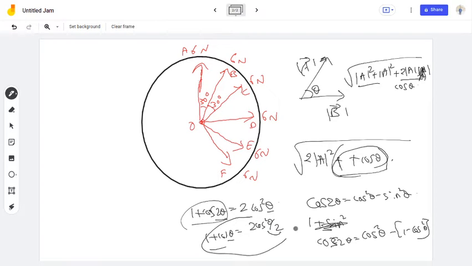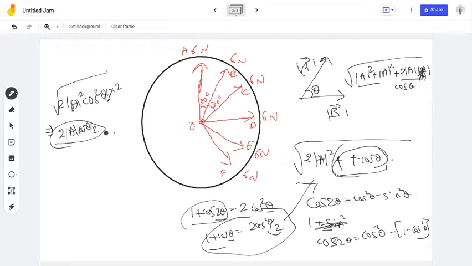Let's substitute this here. We get the square root of 2 mod A squared into 2 cos squared theta by 2. This turns out to be 2 mod A cos theta by 2. Now first let's try to find the direction.